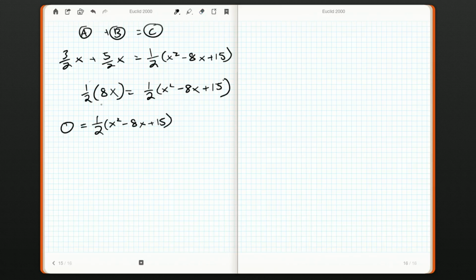So we want a 0 on this side, so we bring everything else over to the other side. Minus a half 8x, and now that they both have a half out in front, we can keep that half out front and bring everything else in together in the same bracket.